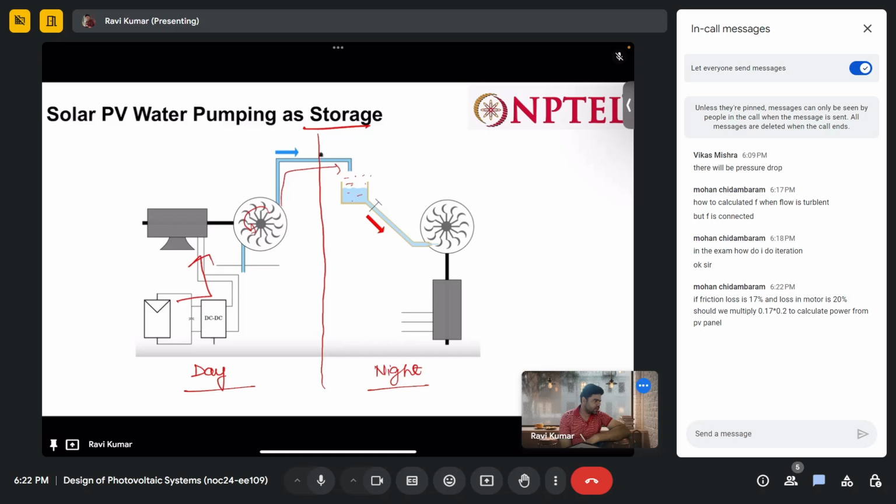Should we multiply to calculate power from the PV? No, you should do one thing. Power at output, let's say this P, then you will divide it like this: 1 minus friction loss, into 1 minus 0.2. You will divide it.